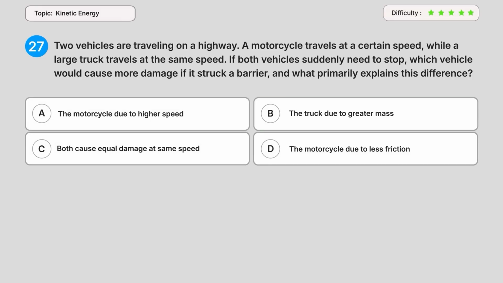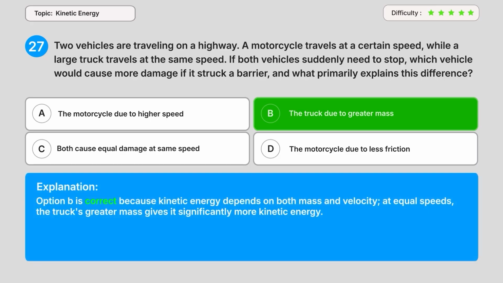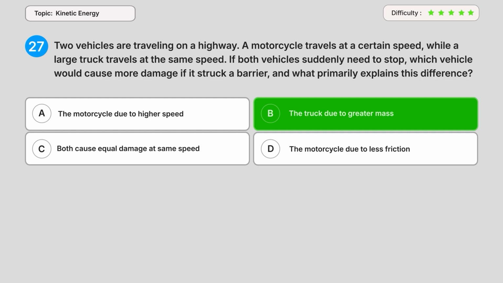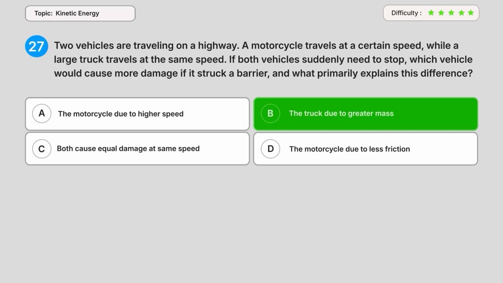Correct answer, B. The truck due to greater mass. Explanation: option B is correct because kinetic energy depends on both mass and velocity. At equal speeds, the truck's greater mass gives it significantly more kinetic energy. Option A is incorrect because both vehicles are travelling at the same speed, according to the scenario, so speed does not differentiate their potential damage.